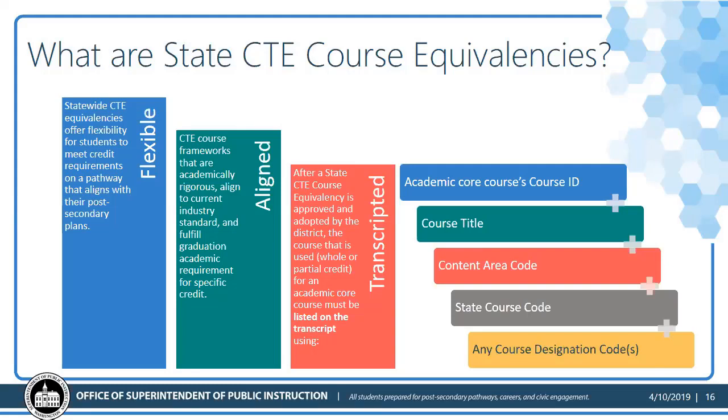So the CIP code, which I'll talk about a little bit later, is aligned. So it starts with the academic core course ID, the course title, the content area code. Then we pull in the state course code, and then any course designation codes. And we recognize those through CTE as CIP codes.